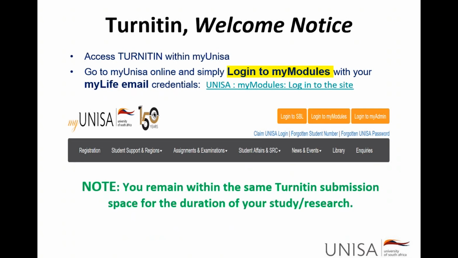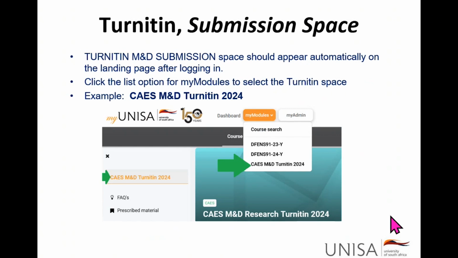You would remain in that space, and that is going to allow you to continuously work. Once you've started, no re-enrollment whatsoever is required, you would remain in that specific space. So when you've logged in, you would go to My Modules and you would see that there is a drop-down arrow. If you click on that, on the list will be the specific codes of registration, and then you will see that there is an M&D Turnitin space.